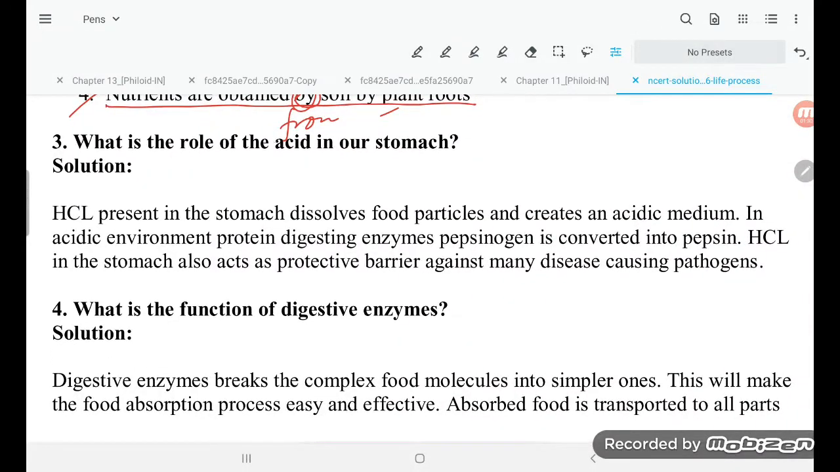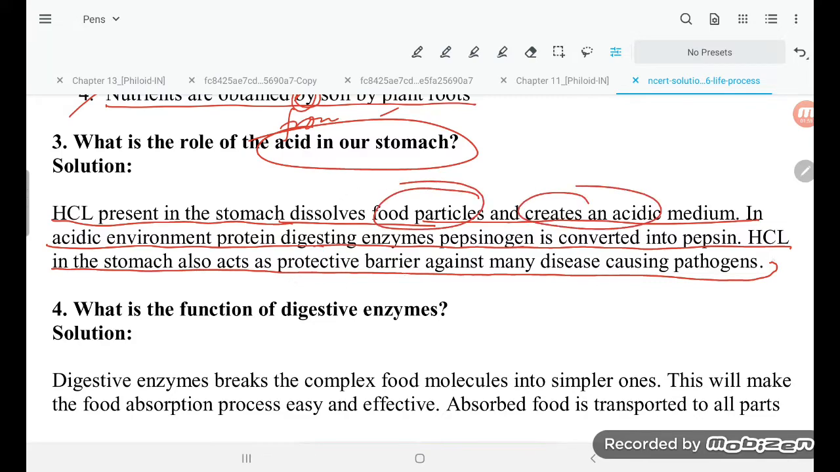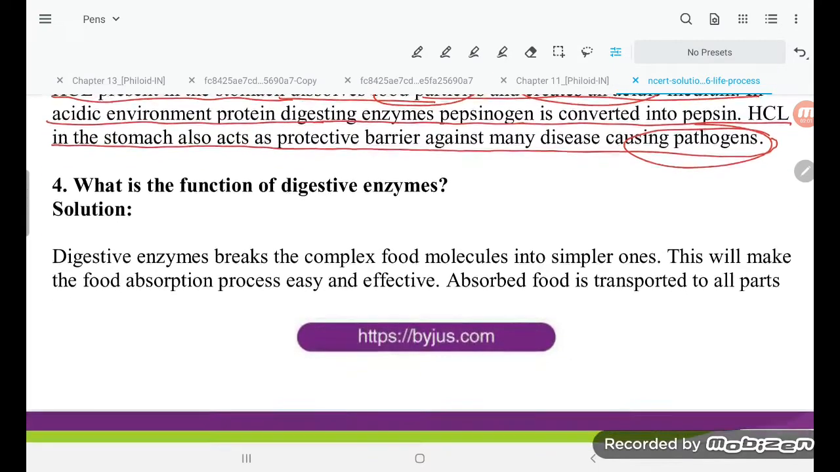Students, what is the role of acid in our stomach? Acid present in the stomach dissolves food particles and creates an acidic medium. In the acidic environment, the protein digesting enzyme pepsinogen is converted into pepsin. HCl in the stomach also acts as a protective barrier against many disease causing pathogens. So HCl dissolves the food particles, creates an acidic medium and kills the pathogens. So these are the roles.